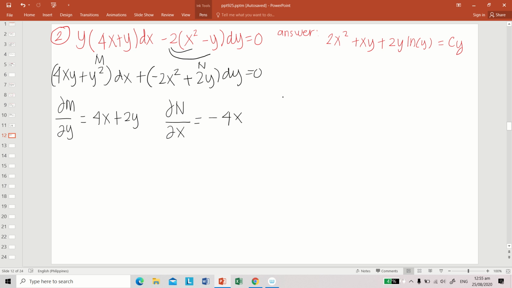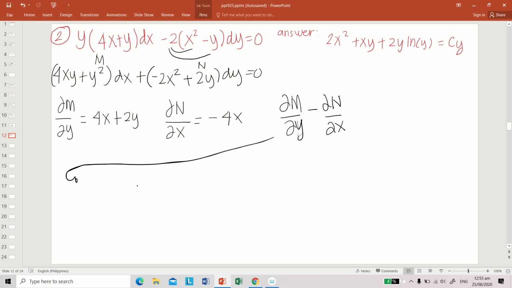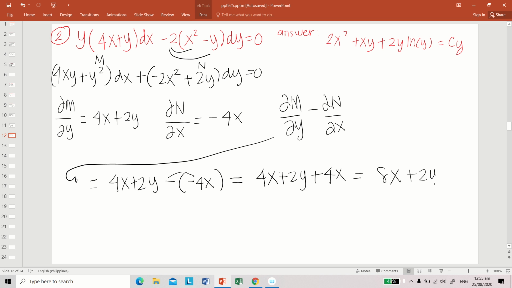the next step is this partial derivative of n with respect to y minus partial derivative of n with respect to x. By doing that, we're going to have 4x plus 2y minus quantity negative 4x. So it turns out we're having 4x plus 2y plus 4x, distributing the negative sign. Simplifying further, we're going to have 8x plus 2y. So you can see if I factor 2, we're going to have 2 quantity 4x plus y.